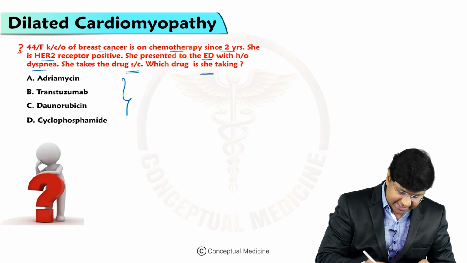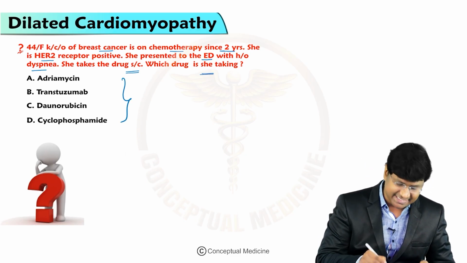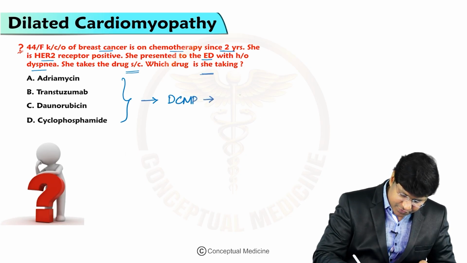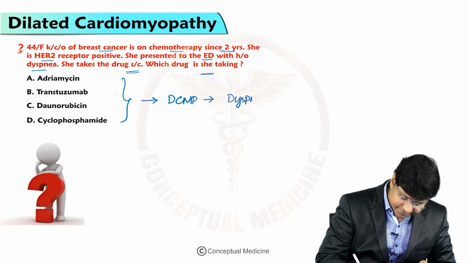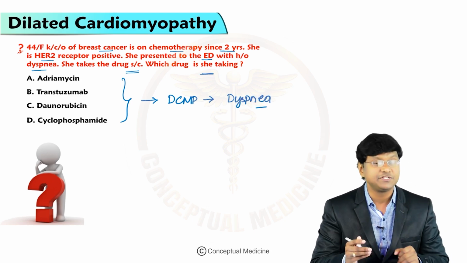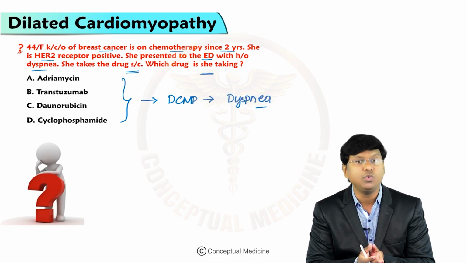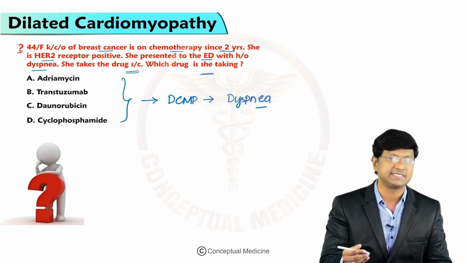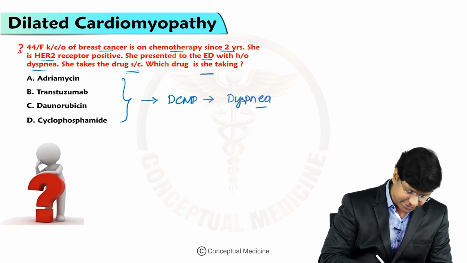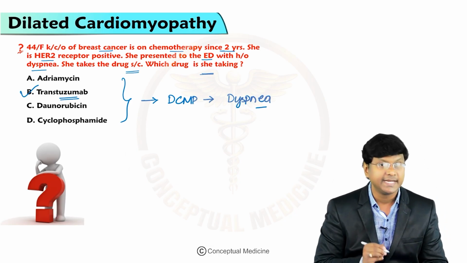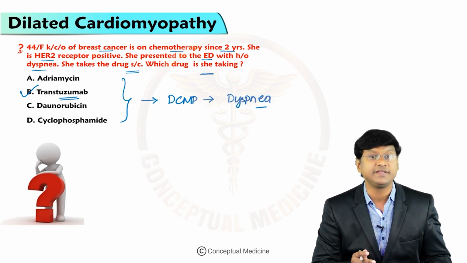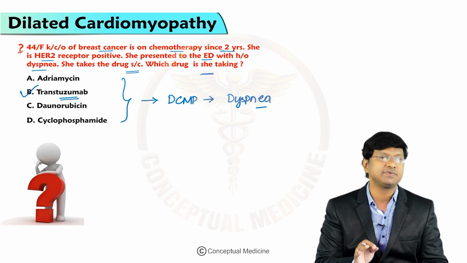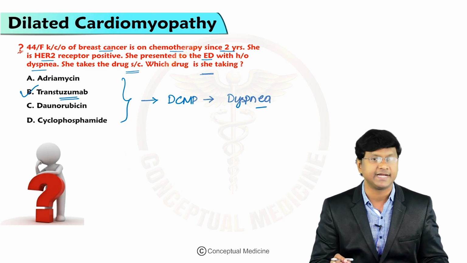Let me tell you, actually, all these drugs are anti-neoplastic drugs, and all of them can cause dilated cardiomyopathy, which will make the individual develop dyspnea. But out of all these, the drug which is given subcutaneously is trastuzumab. That is the one which is responsible for the development of dilated cardiomyopathy.